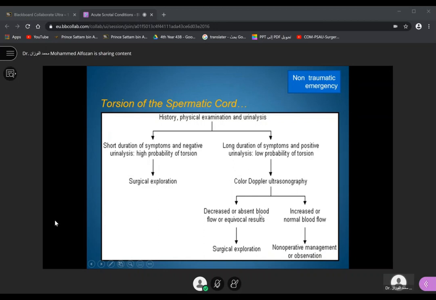So if we see decreased or absent blood flow, that means it's torsion. Or if the result is not confirmed, it's equivocal, the radiologist is not confident that there is good blood supply, also you will have to go for OR. So even with equivocal results, you will have to go to OR. You will have to explore and confirm that the testis is viable and there is no compromise to the blood supply. But if there is increased or normal blood flow, then most likely it's a non-operative management of infection, epididymo-orchitis.